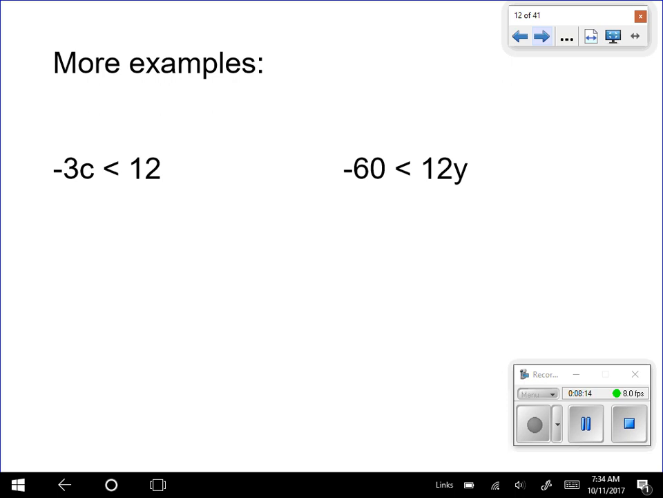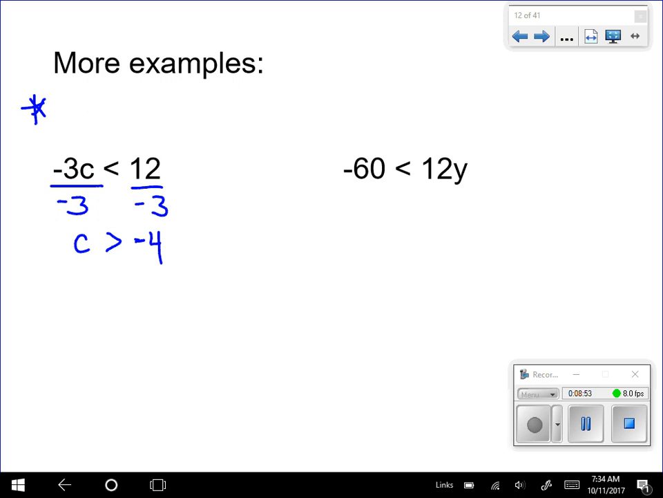Okay, so now we're talking about the number 2 piece on this first one. Okay, so I'm going to have to get c alone here, and what's happening between negative 3 and c? They're being multiplied, so I'm going to divide by negative 3. Here's our first example of dividing or multiplying by a negative number. When we do that, our inequality symbol must flip. 12 divided by negative 3 would be negative 4.